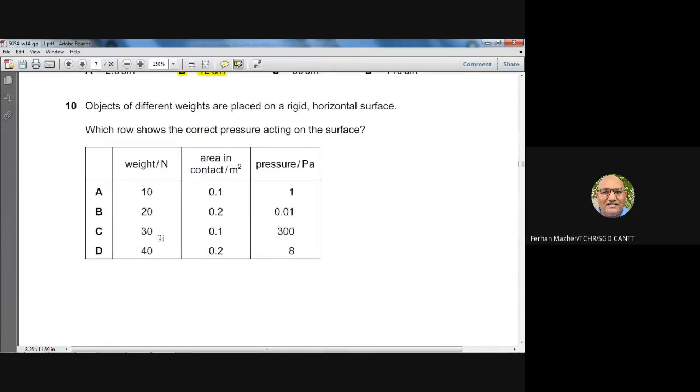Objects of different weights are placed on a rigid horizontal surface. Which row shows the correct pressure acting on the surface? So here the weight is given, the area is given. I will calculate the pressure. Pressure will be force divided by area. So we will check which pressure he gave, which one is the correct one.